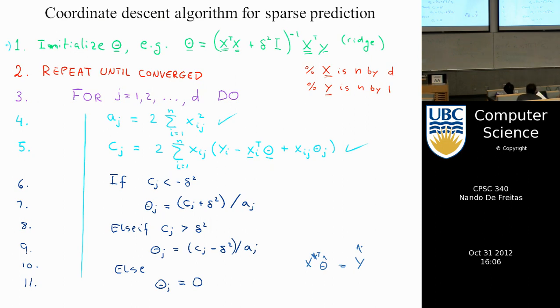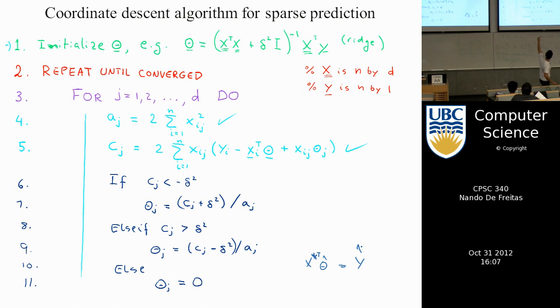Sorry, guys. I can't hear the question. So basically, this algorithm runs until the value of theta no longer changes. So we're running until theta converges. Yeah, that's correct.